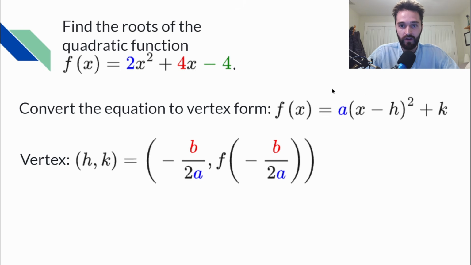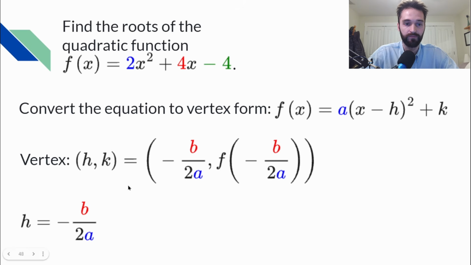So to convert to vertex form, what we need to do is find values for h and k. Okay, these are the coordinates of the vertex. And to do that, we can use the vertex formula, right? We talked about this in the previous video. The x-coordinate of the vertex is h equals this, right? It's negative b over 2a. Okay, so let's plug in the values for b and a to see what we get.